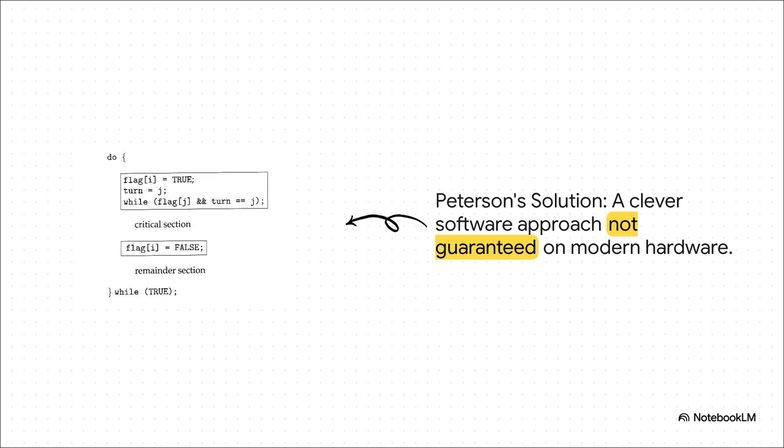It's this really elegant software-only algorithm for just 2 processes that uses a couple of shared variables to perfectly satisfy all 3 rules. Super clever stuff. The problem? Modern computers, with all their fancy optimizations, are so complex that this pure software approach just isn't guaranteed to work anymore. We need something more solid.